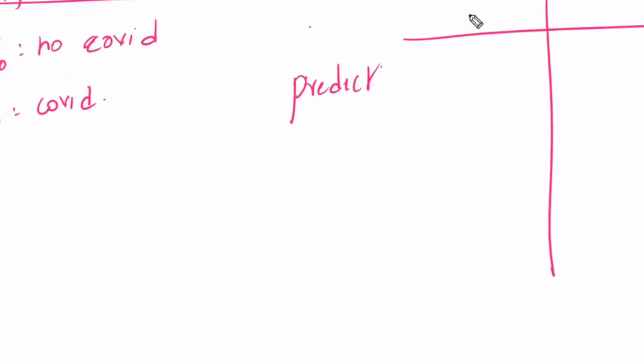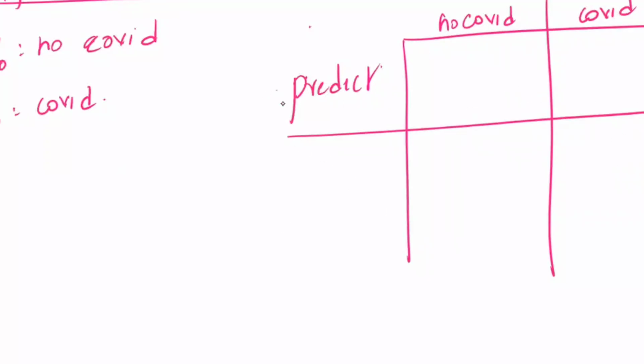Actually, the person has no COVID or COVID. These are the two options, and you write these two here. On this side, the left side, you also write the same two: no COVID and COVID.